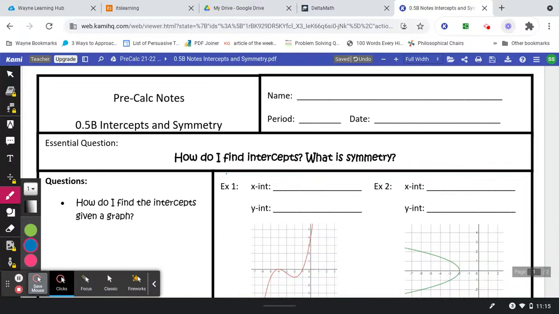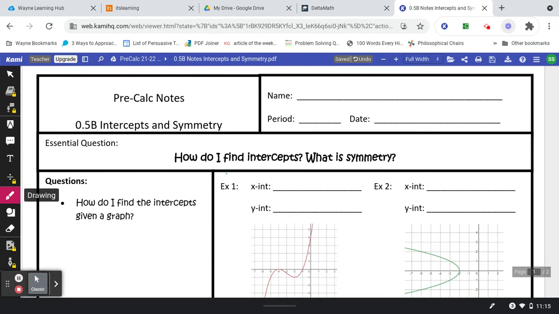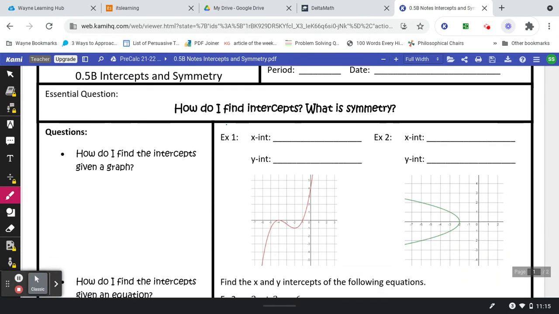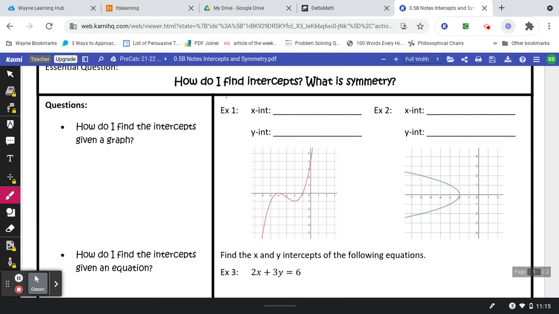Right. These are the 0.5B notes for PreCalc. We're talking about intercepts and symmetry today. So examples 1 and 2, they're asking us to find the x and y intercepts. Remember on a graph that you have your x axis here and your y axis that direction. So x-intercepts are anywhere it crosses or touches.